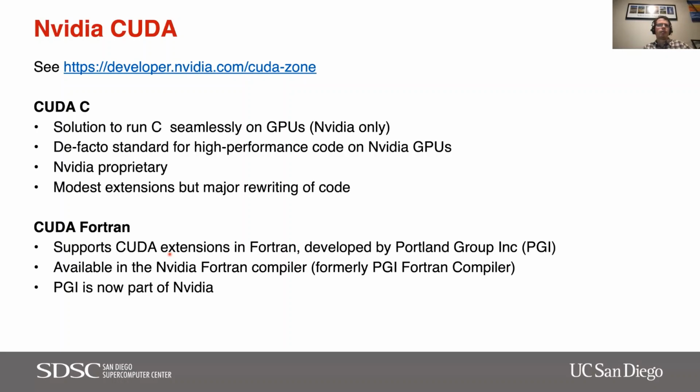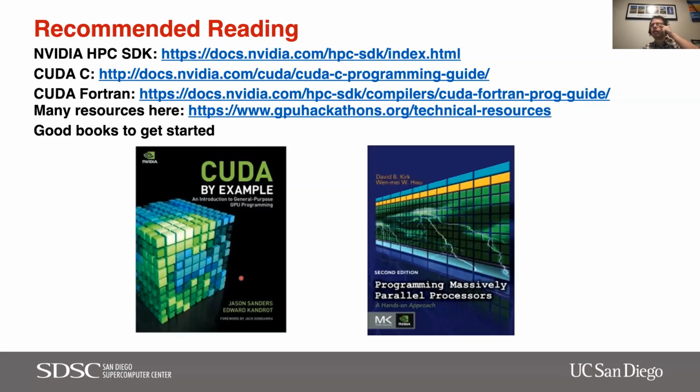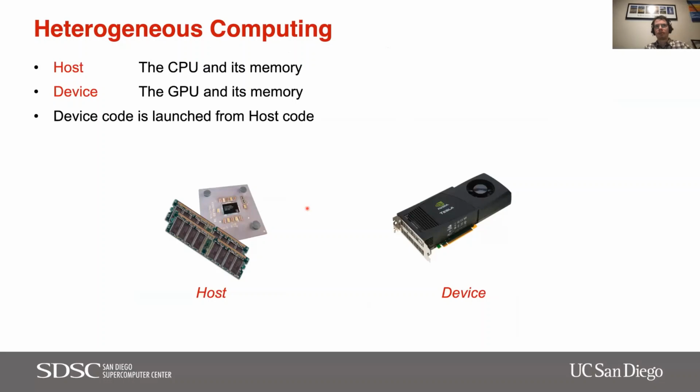And there are CUDA extensions in Fortran that were developed by Portland Group, and they are available in the NVIDIA Fortran compiler. Here's some recommended reading. If you want to know more, these are older books already, but still good, or you just Google, there's many resources here. The GPU hackathons are organized by OpenACC and NVIDIA. There's a lot of technical resources, a lot of information. The CUDA C and Fortran programming guides are actually not too hard to read, quite interesting. So lots of information out there.